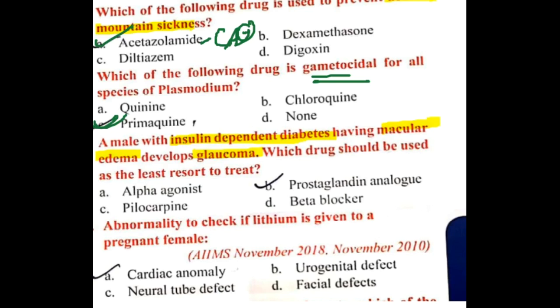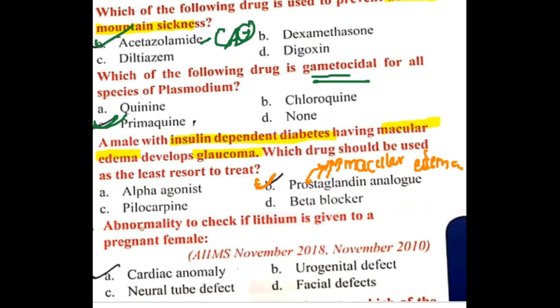See, if there is macular edema, among all these drugs given, this prostaglandin analog can increase or predispose the formation of macular edema by itself. So obviously the patient has macular edema, so we do not want the patient to have worsening of macular edema, and as a result we will not give prostaglandin analogs to patients with insulin dependent diabetes mellitus with macular edema with glaucoma.